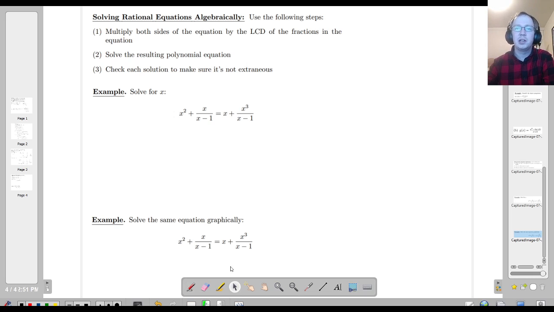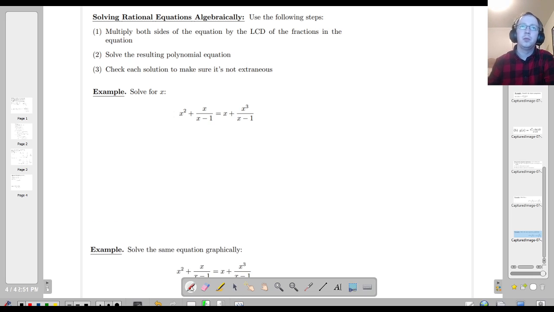Then we're going to solve that resulting equation like we would normally. Let's try this out on a quick example. Also, as a third step, just like we did in logarithmic equations, we do want to double check at the end that we don't have any extraneous solutions. So let's think here. Step 1, what is the least common denominator of all those denominators? Well, there's only one denominator here, so I'm just going to multiply the whole equation by x minus 1. That's the left side and the right side.